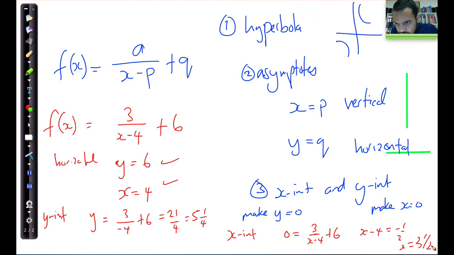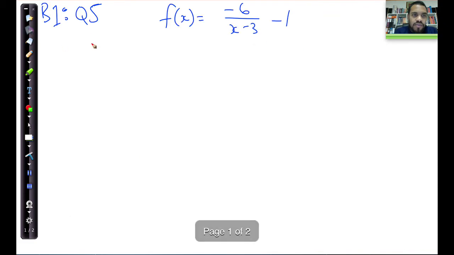And then of course you want to plot that, and this is in essence what we're talking about. It's a hyperbola. It's got a vertical asymptote, a horizontal asymptote, and then an x-intercept and a y-intercept, and that's really everything there is to the hyperbolic function. So I'm going to go back to the previous page, and then we are going to continue with our question over here.